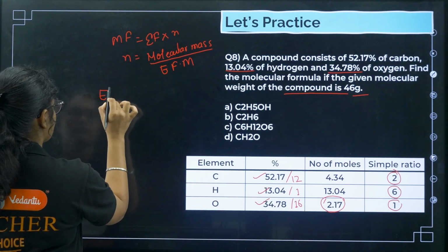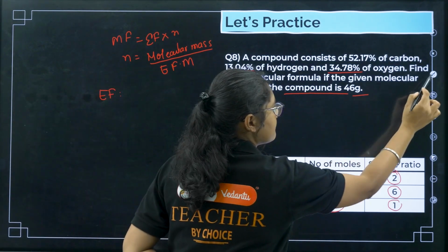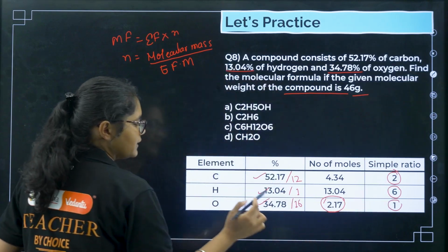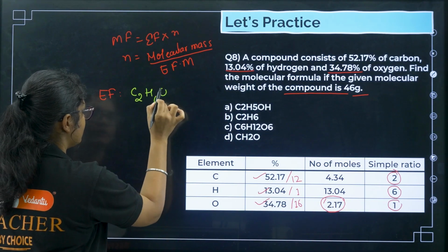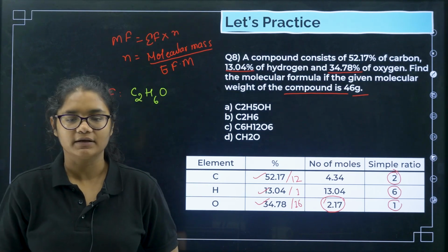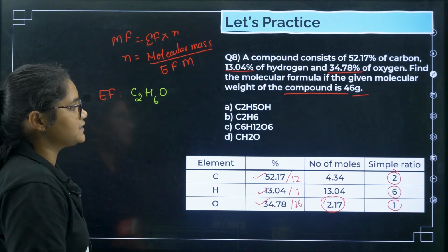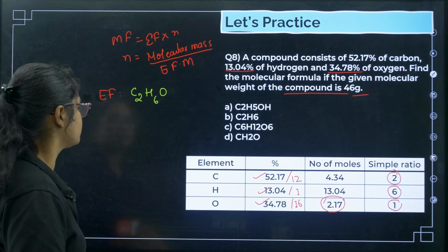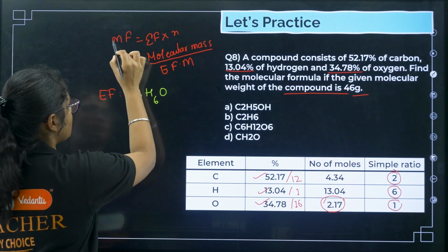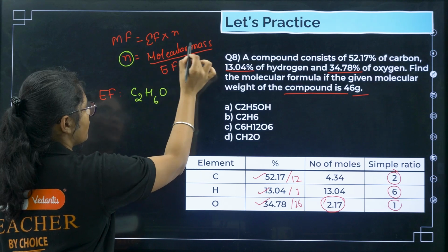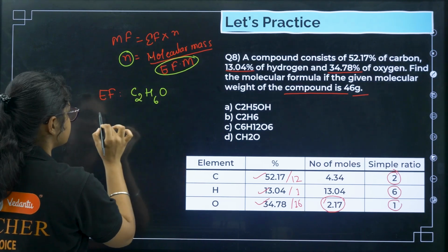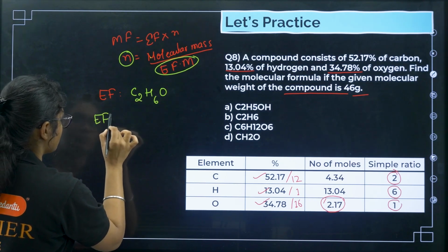The empirical formula is C2H6O. Okay, that is the empirical formula. Next, but the question is asking me to find the molecular formula. So for the molecular formula, first I need to calculate this N value. For the N value, I need the molecular mass and the empirical formula mass. So let us calculate the empirical formula mass.